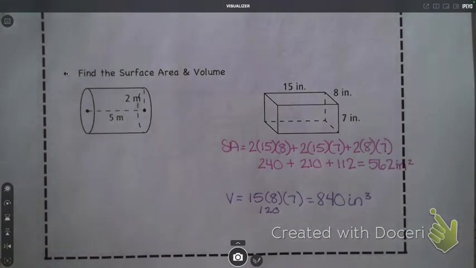Now, does it matter which order I do any of those in? No. I like rectangles because there are 3 measurements, yes? I have to pair all 3 of them up. Do you see that? 15 and 8, 15 and 7, 8 and 7. Once I've done that, I'm done. Now, with a rectangle, does it matter which side is my base? No.